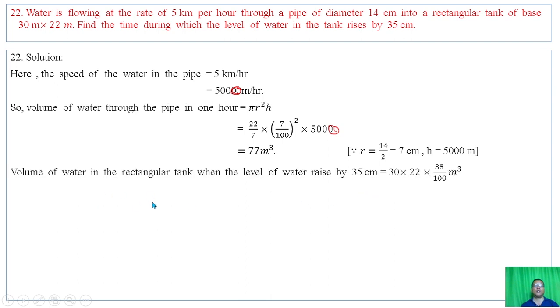Volume of water in the rectangular tank when the level of water is raised by 35 centimeter is 30 into 22 into 35 by 100. That is 231 meter cube. The required time taken is 231 divided by 77, that is 3 hours.